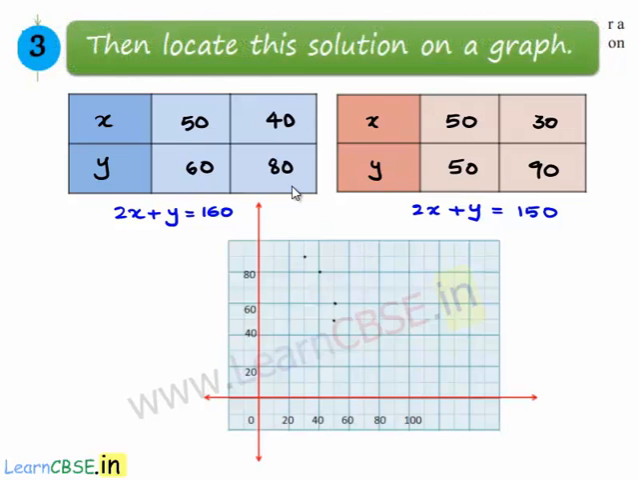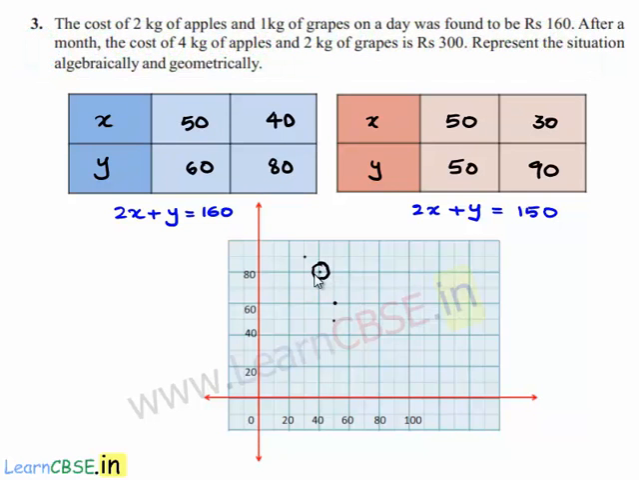Now let us plot these points on the graph. The first point is 50, 60. So this is 50, 60. And the second one is 40, 80. So this point is 40, 80. Now the other one is 50, 50. That point is here, which is 50, 50. The other one is 30, 90. So the 30, 90 point is here.